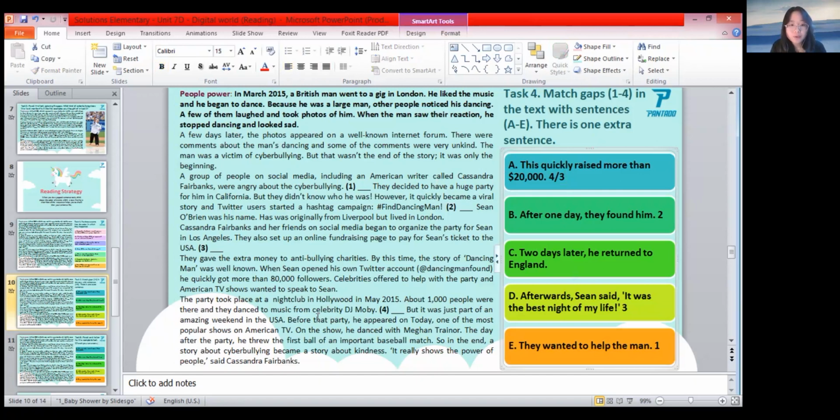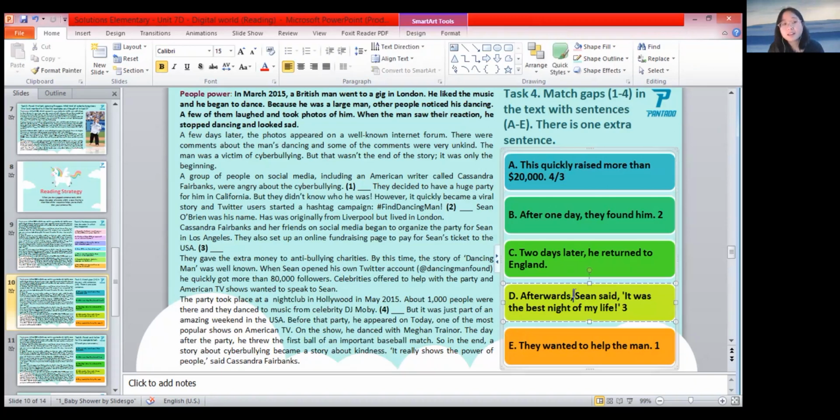And for number 4, the party took place at a nightclub in Hollywood in May 2015. About 1,000 people were there and they danced to music from celebrity DJ Moby. So A here is not true. So we're going to look for C or D. Okay, we just have C and D. Now let's put C first. The party took place in a nightclub in Hollywood, and two days later he returned to England, or afterwards Sim said it was the best night of my life.